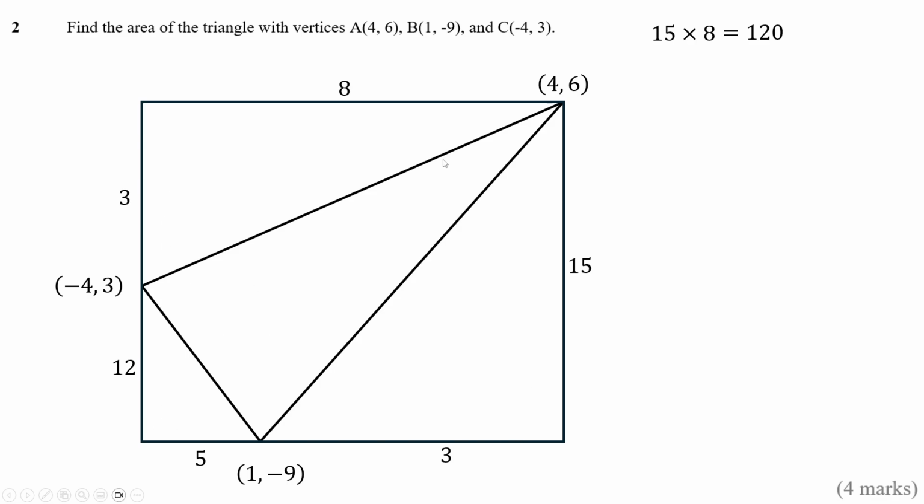And the way to find this area here is we can take away the area of this right angle triangle here, and this one, and that one. Okay, so if we do this one first, we do half base times height, so we do 3 multiplied by 15, which is 45, and then half that, so it's 45 over 2 there.